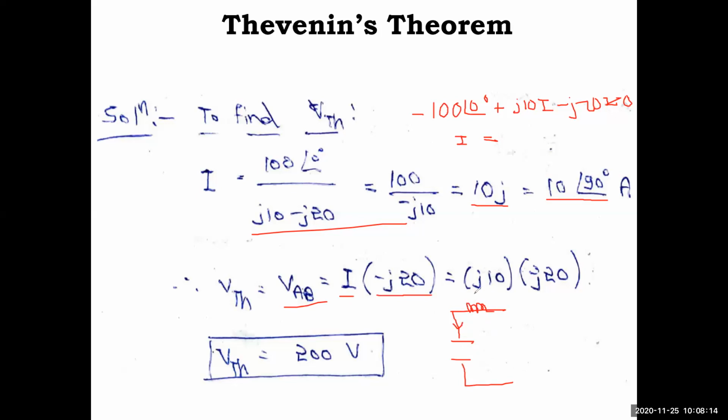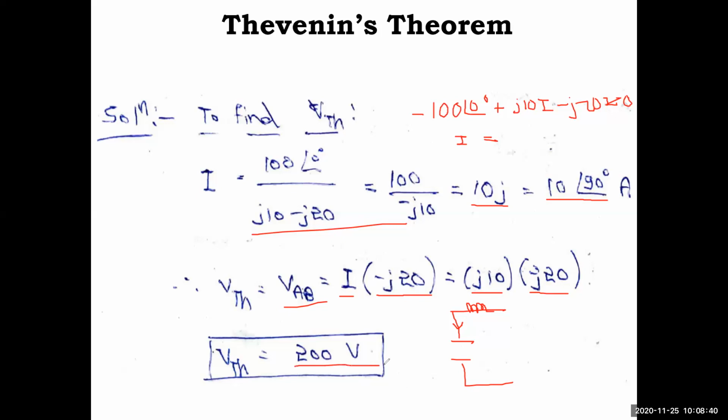So I is J10 and this is minus J20. Multiply this. J squared means minus 1, so minus times minus becomes plus. So 10 into 20, 200. Okay. With a calculator also, this will be the same answer. Orally, if you are good with the J terms, then you can do such calculations. Otherwise, use the calculator. It will give you 200 as the value.